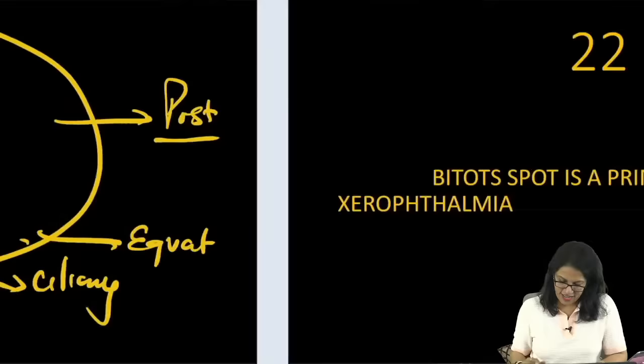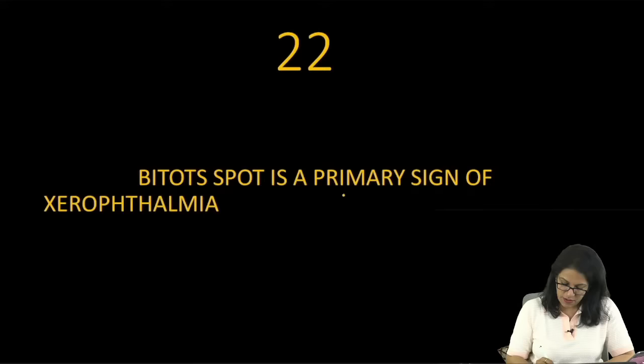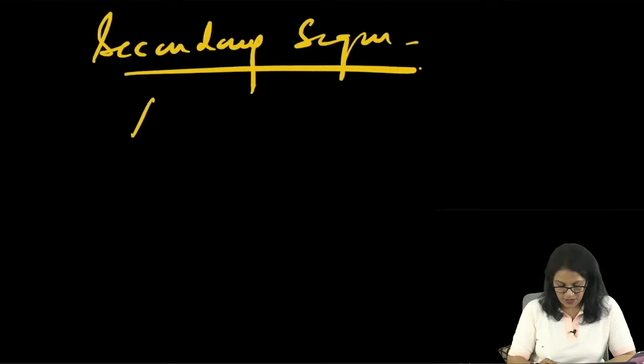Next is Bitot spot is a primary sign of xerophthalmia. So what are primary and secondary signs of vitamin A deficiency? Secondary signs are those signs which you can see in other conditions as well. So you already remember the grading. You will just remember XN, XF and XS. XS and XF are secondary signs.